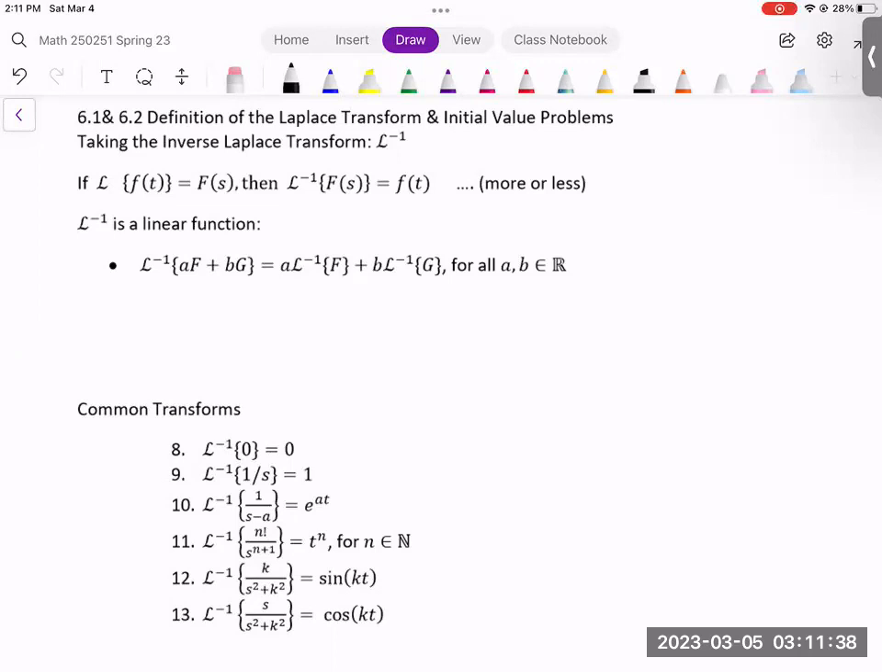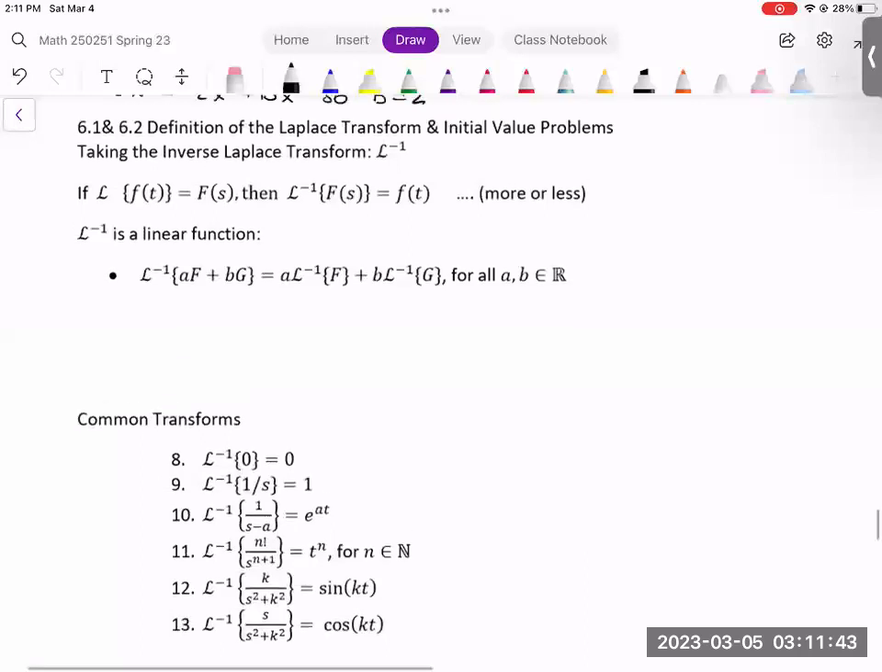And so what that means is that if we have a sum of terms, so that we are trying to take the inverse Laplace transform, we can break up doing this inverse Laplace transform on each piece, and things like scalars can just be brought out front.